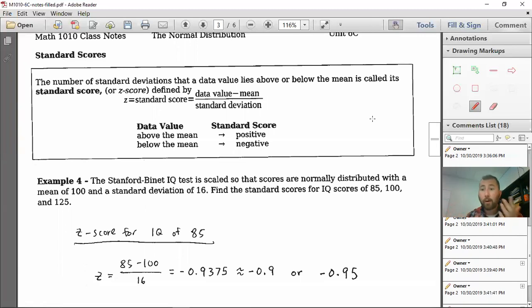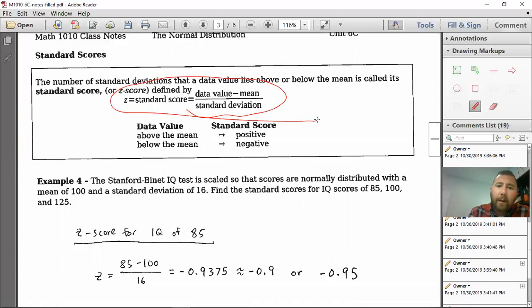This is kind of the very last part of this packet, which we are getting close to getting through. We only have one or two more examples after this. Basically, we'll connect the scores to being able to say things about the data values using the normal distribution. Okay, so here's the formula for a z-score.